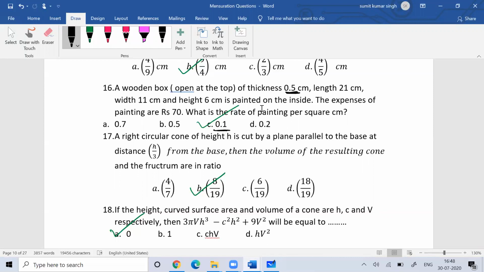Now see the next question. Question number 17. A right circular cone of height h is cut by a plane parallel to the base at the height h by 3 from the base. Then the volume of the resulting cone and the frustum are in ratio.